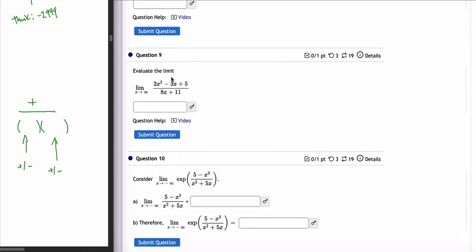This one, I think I did a video where we saw an example that's kind of like this in one of the videos. It's a little bit tricky because I think, well, I'll let you figure it out.